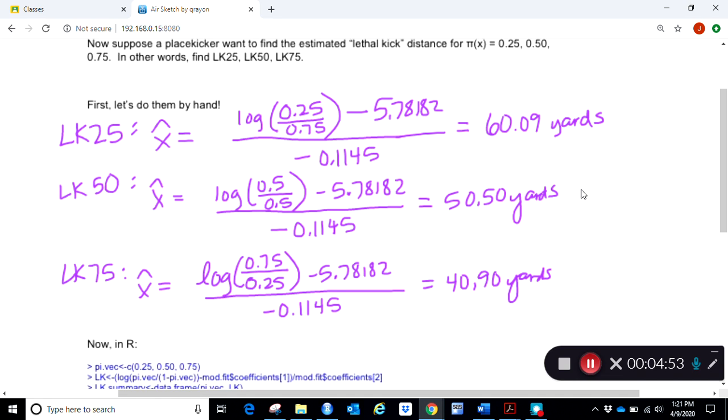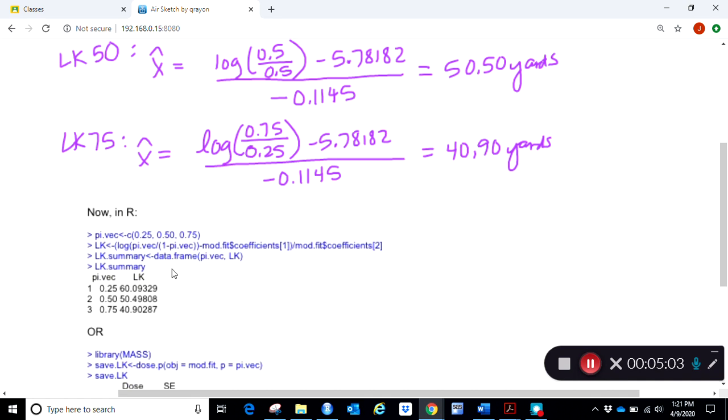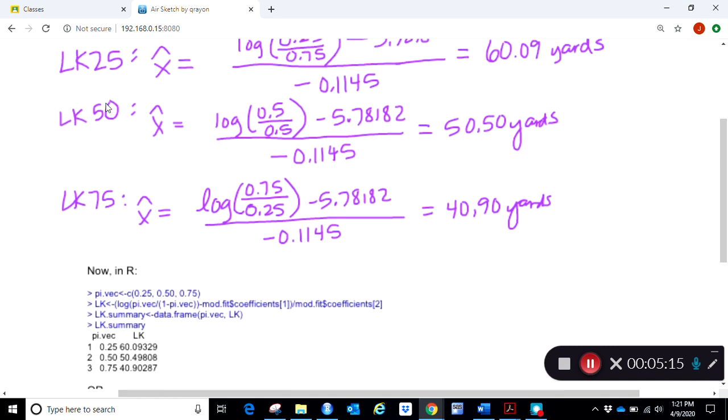Those really weren't too bad to do by hand, but let's also show you how we can do this in R. First, looking at the code here in our handout, the first thing I'm doing is creating what I'm calling my pi.vec, which is just a vector of the different values of pi that I'm interested in. Notice we were using the 25, 50, and 75, so I'm using the 0.25, 0.5, and 0.75 equivalents for each of those. I'm just going to be able to do them all at once this way.